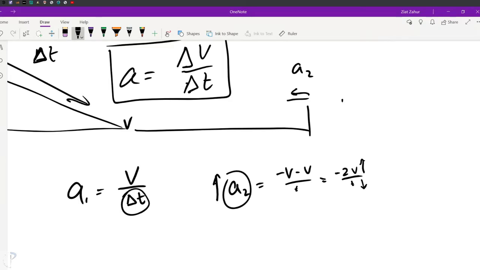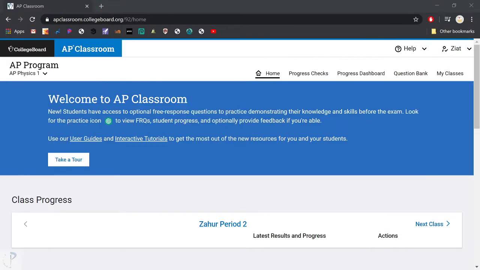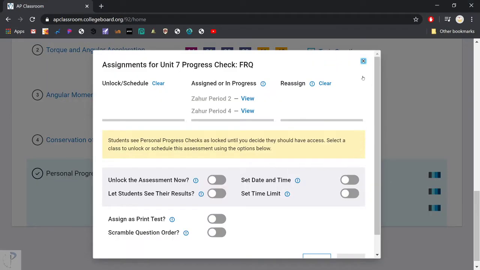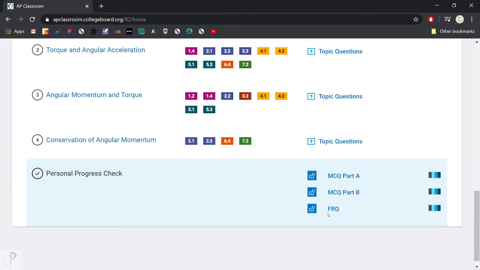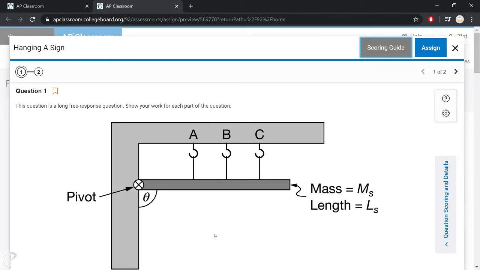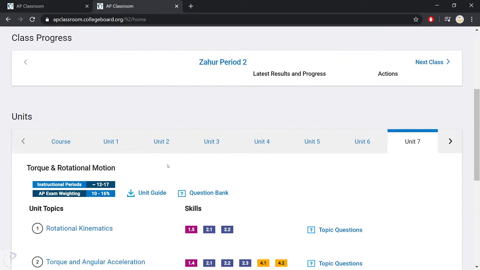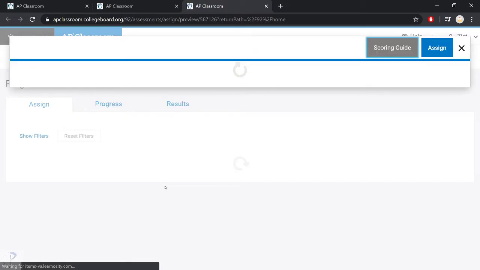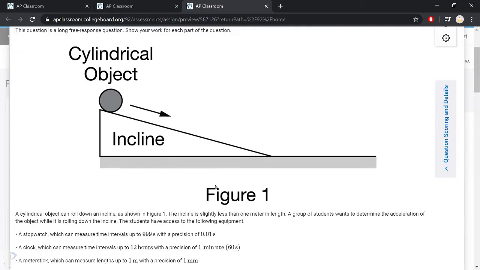Let's see, MyAP. There we go. Trying to get back to the page. FRQ. Oops. It's not what I want to do. There we are. Whoa, this is not. Oh man. Oh, that's unit 7. Sorry. I hate how the auto logout feature works.